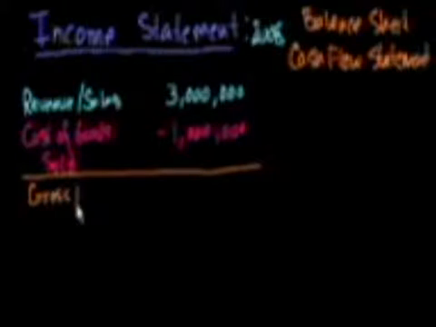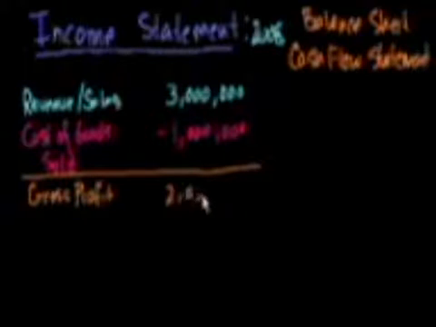Gross profit. In this case, it would be $2 million. And this number tells you how much money you made, or how much profit you made just from selling these widgets. So the more widgets you sell, in most circumstances, the larger this number is going to be.